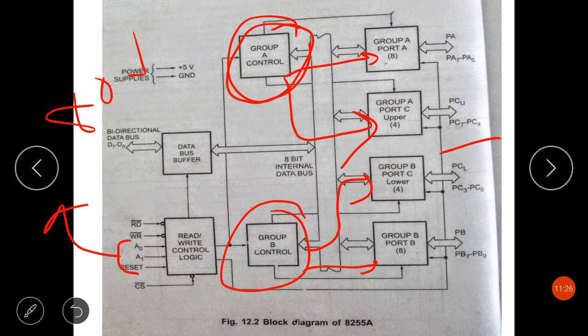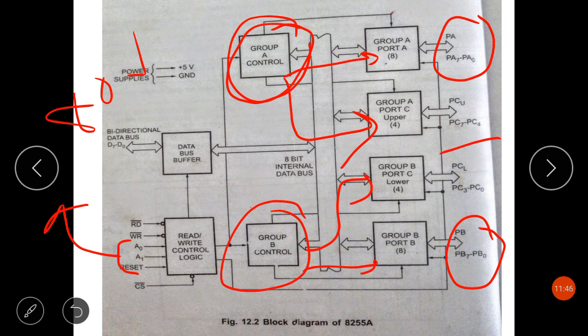Port A has 8 bits. It has 8-bit latched and buffered output and 8-bit input latch. It can be programmed in 3 modes: mode 0, mode 1 and mode 2. Port B again has 8-bit input output pins. It can be programmed in mode 0 and mode 1.